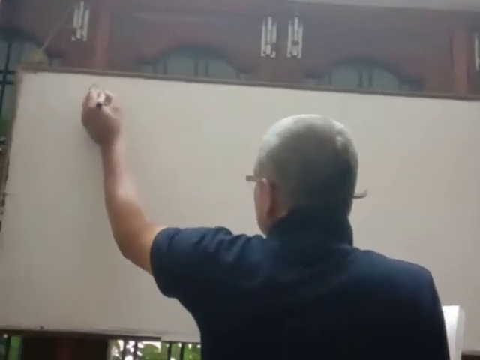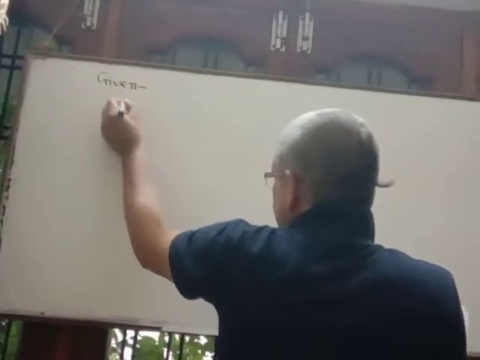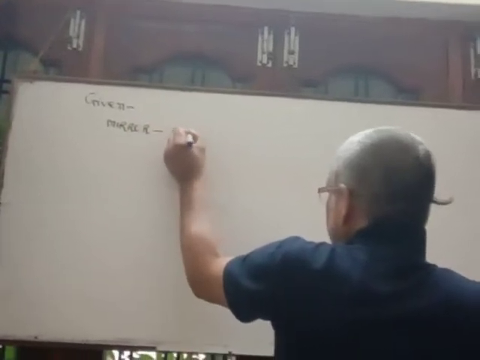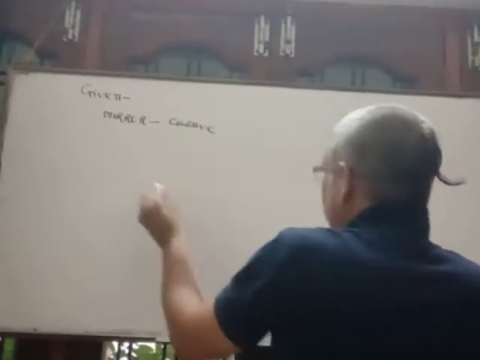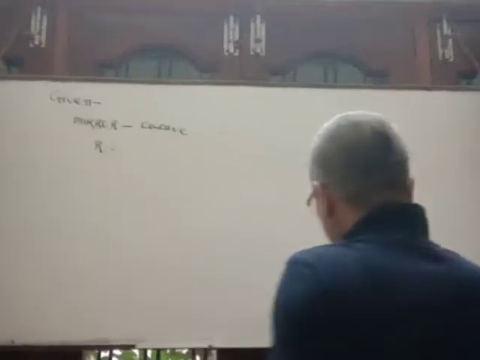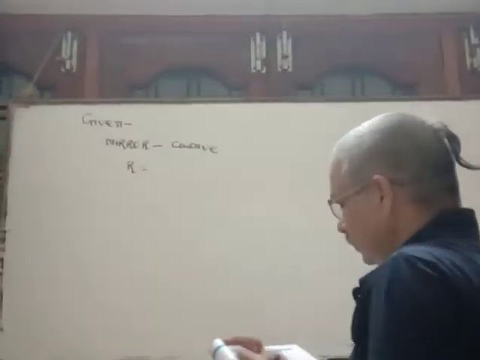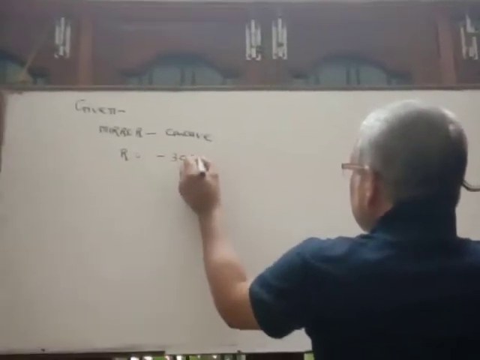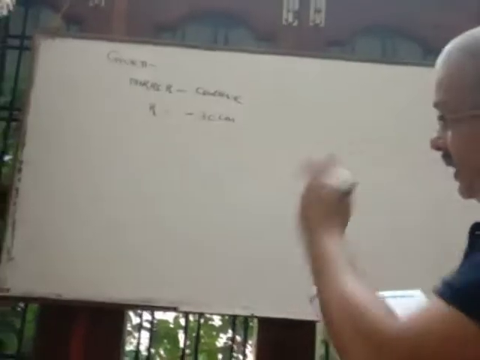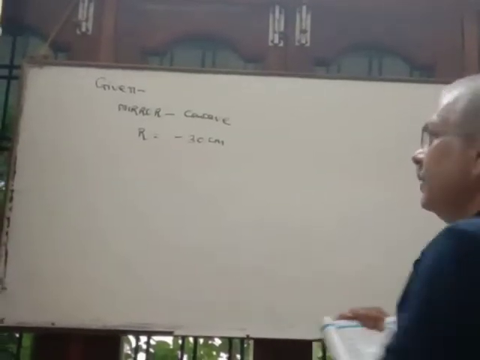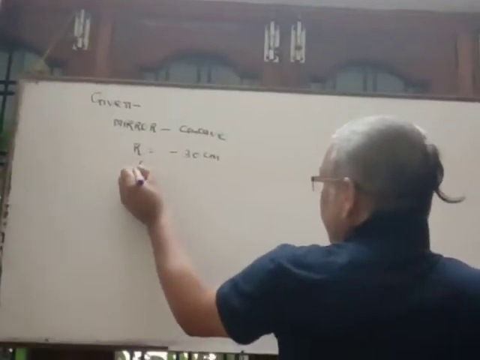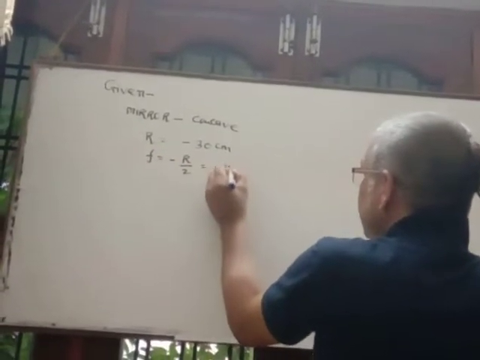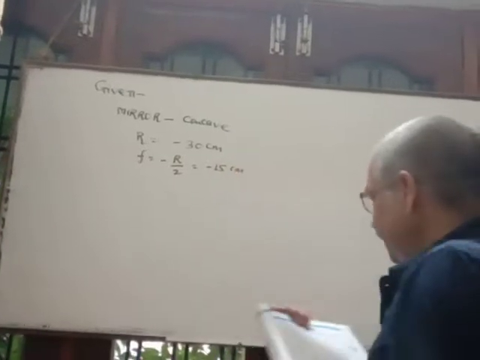So, given, the mirror is concave, radius of curvature R is equal to 30 centimeter. As per sign convention you will write minus 30 centimeter, and if the radius of curvature is minus 30 centimeter, its focal length, it is understood, is R by 2, half of the radius of curvature, minus 15 centimeter. It means its focal length is given.